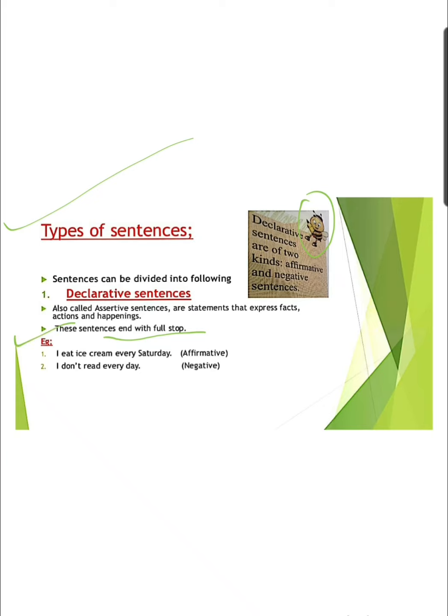Fine, here example: I eat ice cream every day, every Saturday. So it is an affirmative. If it would have been "I don't eat ice cream every day," it would have been a negative sentence. Therefore the next is "I don't read every day." So here don't is mentioned, that means it is a negative, as I told you previously.